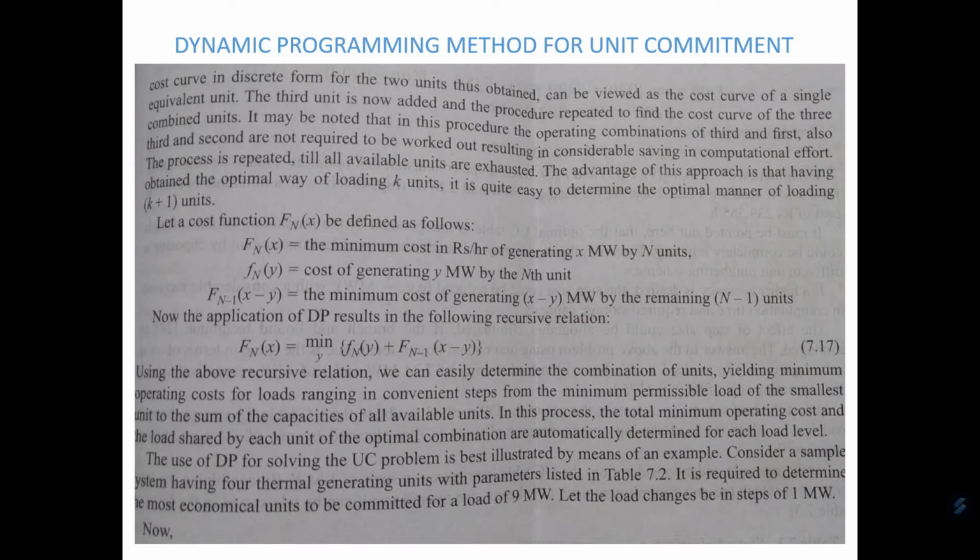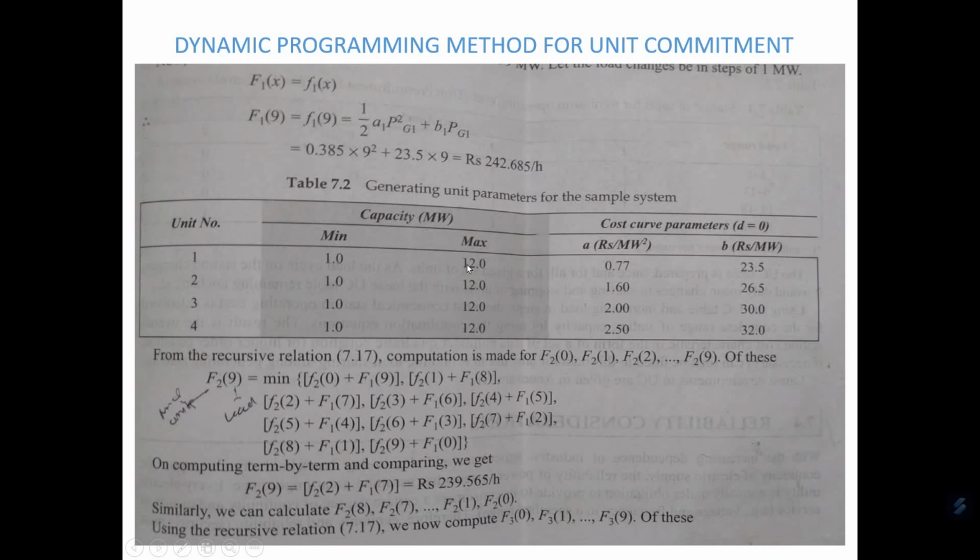The use of the dynamic programming method for solving the unit commitment problem is best illustrated by an example. Consider an example system having 4 thermal generating units with parameters listed in the table. That table we'll discuss in the next slide. It is required to determine the most economical units to be committed for a load of 9 megawatt. Just give attention here, because we are going to consider this same example for the simulation purpose. Let the load changes be in steps of 1 megawatt. So in short, again I repeat the numerical statement which we discussed in the last slide.